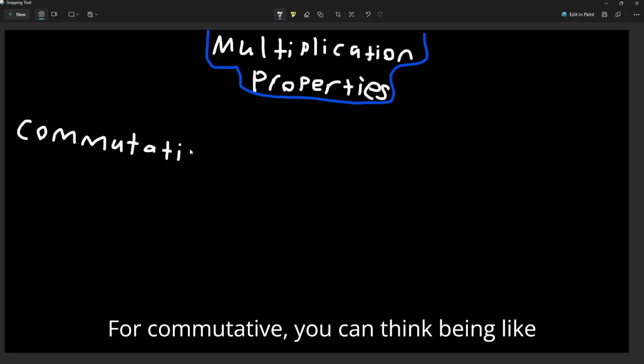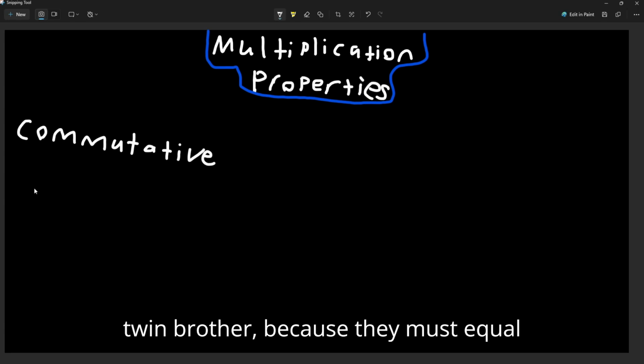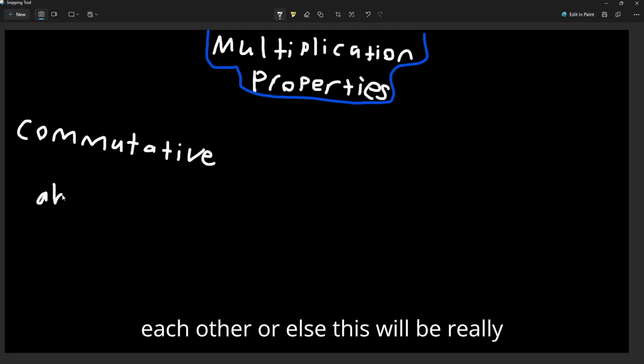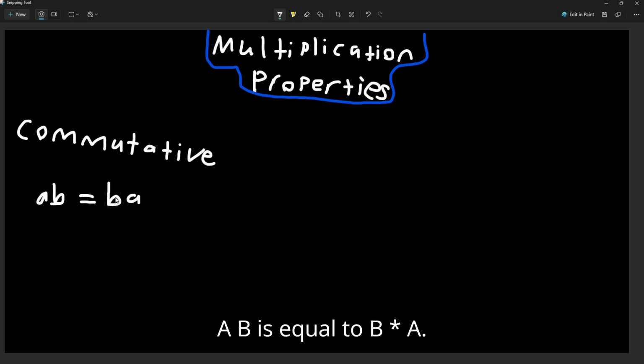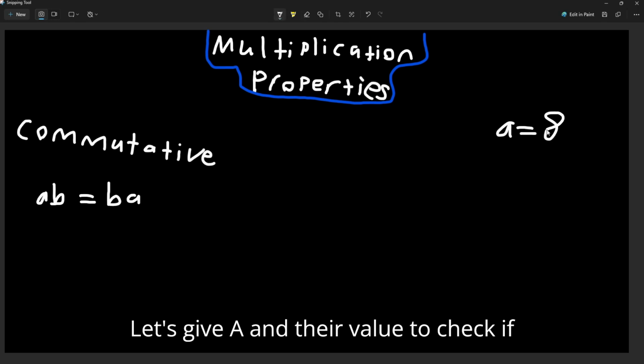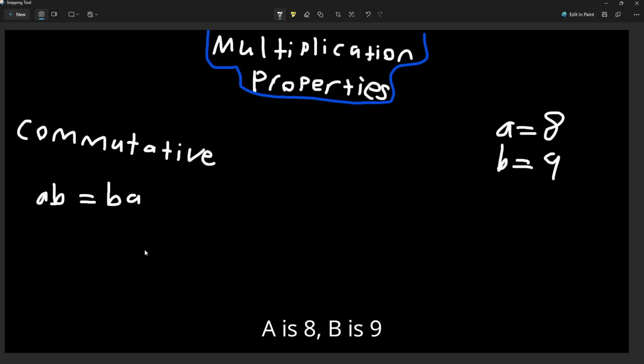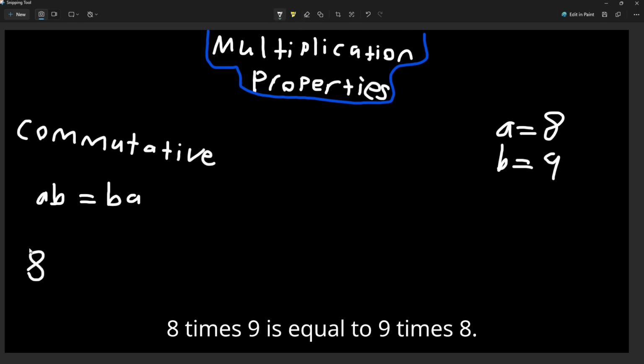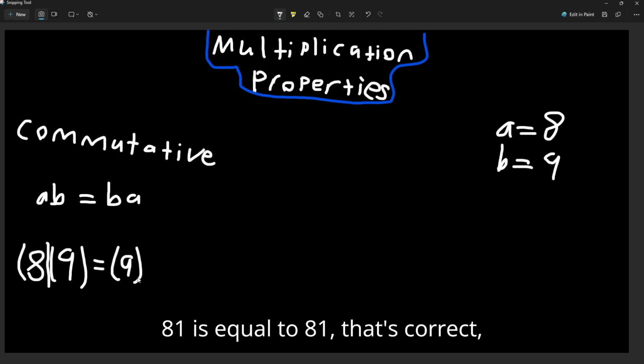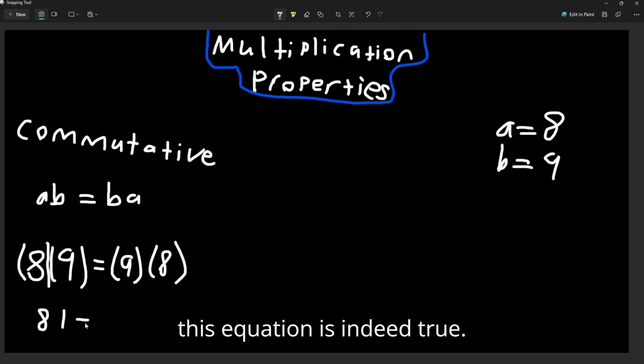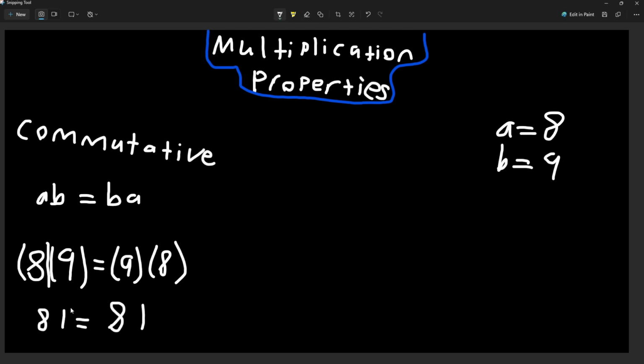For commutative, you can think of it like twin brothers, because they must equal each other or else this will be really wrong. A times b is equal to b times a. Let's give a and b their values to check if they're equal to each other. A is 8, b is 9. 8 times 9 is equal to 9 times 8. 81 is equal to 81, that's correct, this equation is indeed true.